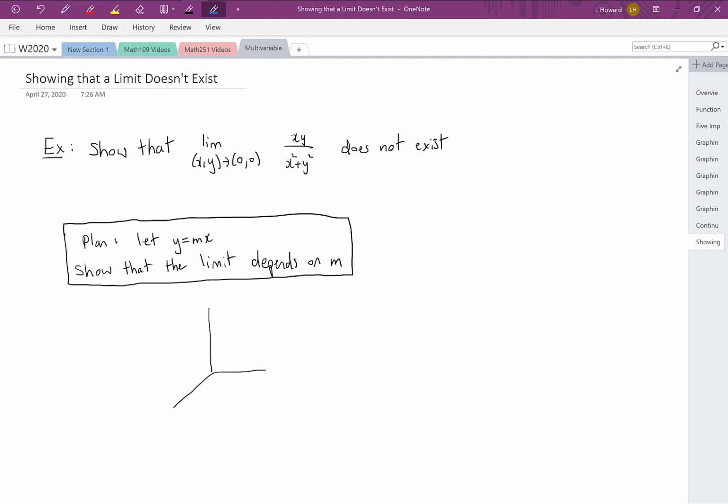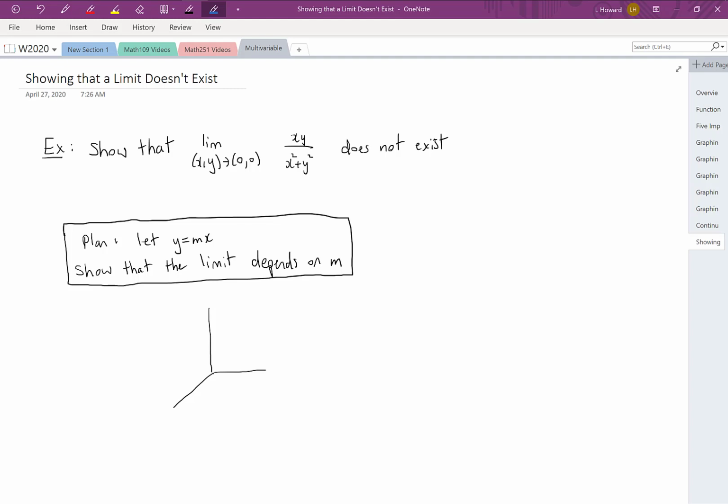In this video, we're going to do an example where we show that the limit of a certain multivariable function doesn't exist. Specifically, our example is to show that the limit as (x, y) goes to (0, 0) of the function xy over x squared plus y squared does not exist. The plan for this type of question is to make a substitution into the limit. We are going to let y equal mx, and we're going to show that the limit depends on m.